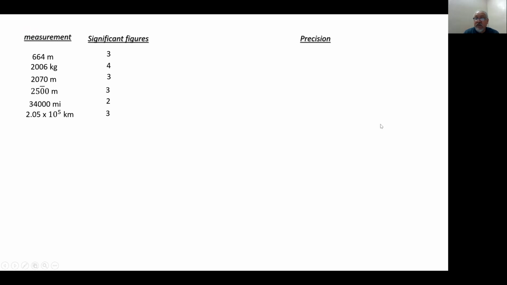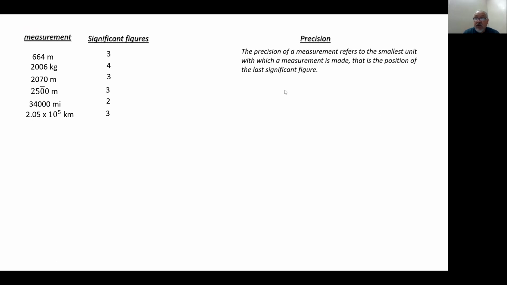In this case, let's define precision. Precision of a measurement refers to the smallest unit with which a measurement is made. It's like a decimal point, okay? That is the position of the least significant figure. If we increase the decimal places in the measurement, we increase the precision. For example, we have this measurement, we have precision, and we have significant figures.